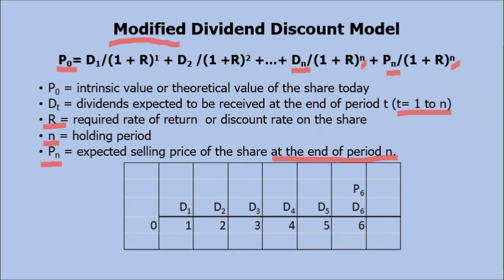And P6 is the expected selling price. Now you discount all these dividends suitably. D1 will be discounted by 1 plus R, D2 by 1 plus R square, D3 by 1 plus R raised to the power 3, and so on. And D6 will be discounted based on 1 plus R raised to the power 6.